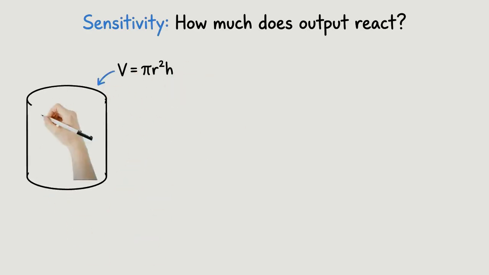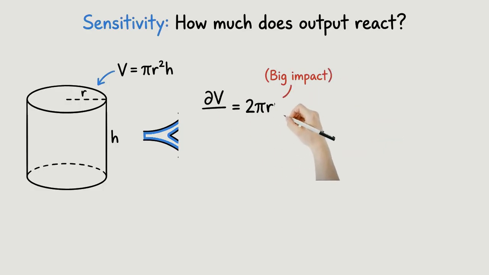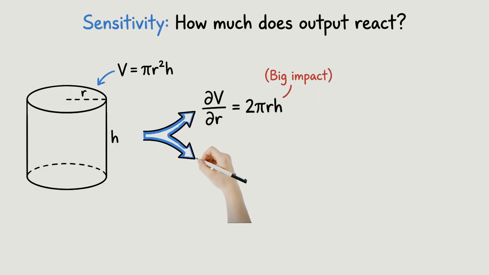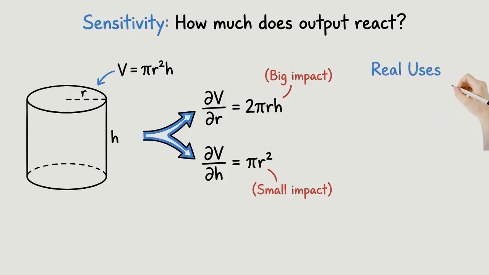Take a cylinder with volume V equals pi r squared h. The partial with respect to radius is 2 pi r h. The partial with respect to height is pi r squared. Plug in numbers and you see that a small change in radius usually affects volume much more than the same change in height. That idea drives real uses.